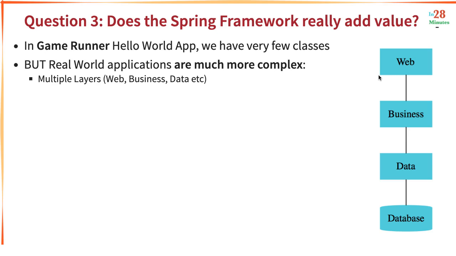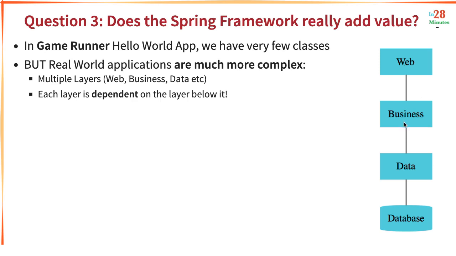And you don't want all the 100,000 classes together. And that's the reason why we divide them into layers. You have a web layer, which is responsible for the UI logic. You have a business layer, which is responsible for the business logic. You have a data layer, which talks to the database. So whenever you talk about an enterprise application, you have multiple layers, and each of these layers is dependent on the layer which is beneath it.